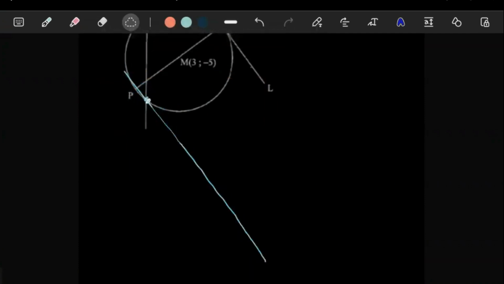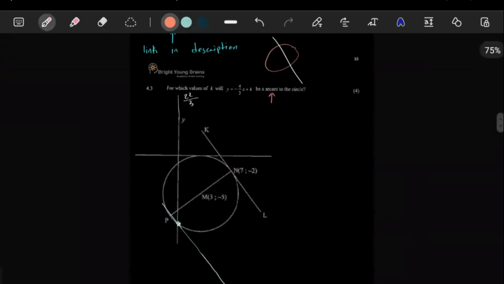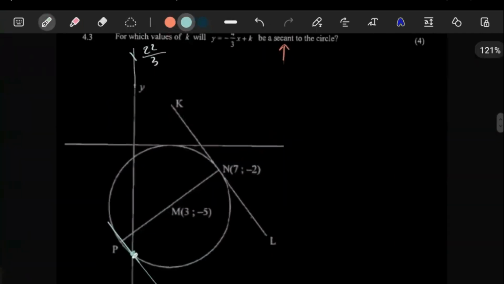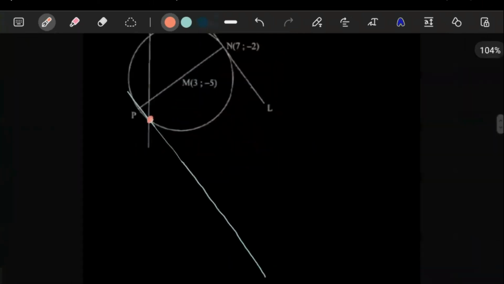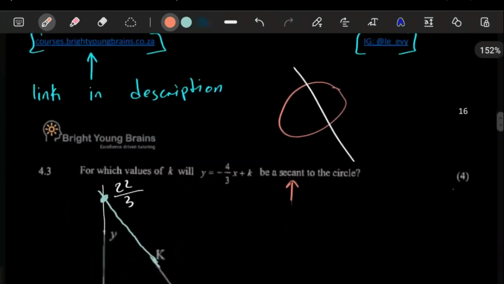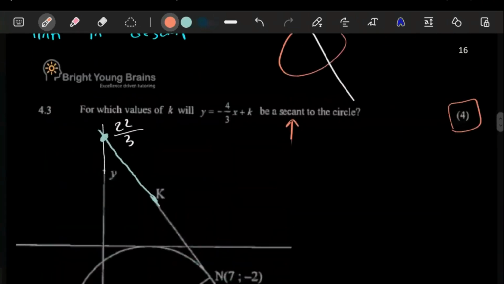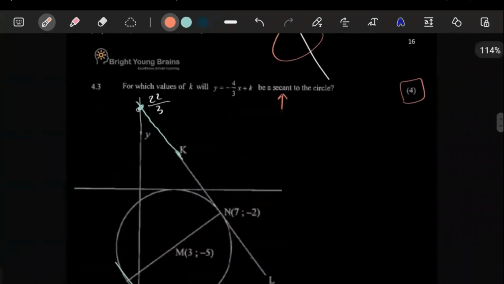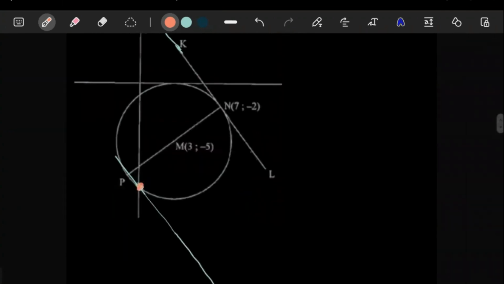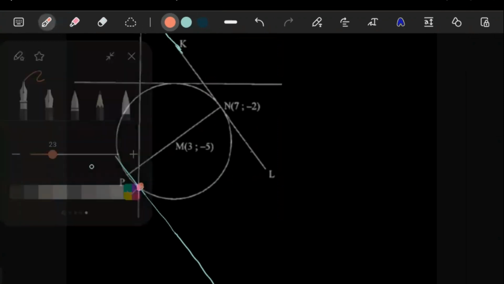So what you do know is, they're asking for a scenario where your k value is this y-intercept, and also this y-intercept. So that's why this question is a 4-mark question. That's quite a lot of marks because it needs you to know your theory. So k needs to be a y value between 22/3 and this y value here. So we just have to get what this y value is, which is the y-intercept of our circle.